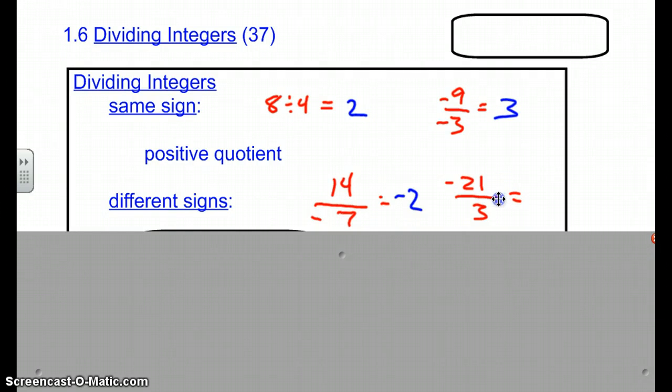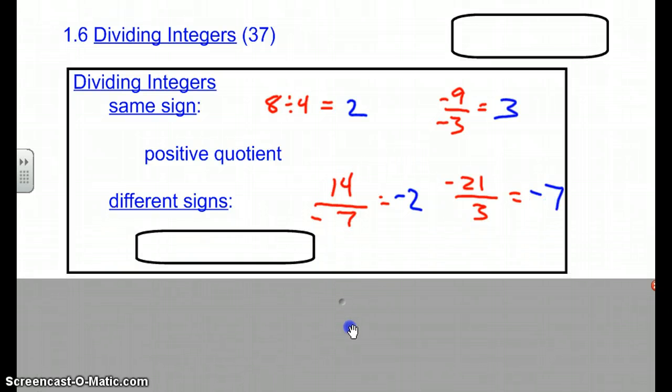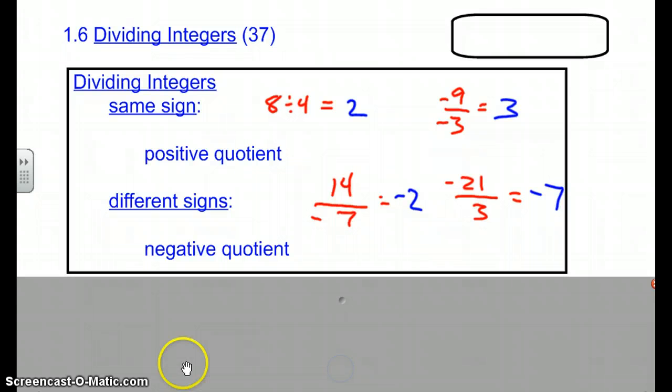How about this? Negative 21 divided by 3, Stuart? Negative 7. Good job. And when we check it, negative 7 times 3 is? Negative 21. So when we have a dividend that is positive being divided by a negative divisor, we get a negative. And we can even flip those signs and have the negative dividend divided by the positive divisor, and we still get a negative quotient, right? So when you have opposite signs like that, you end up with a negative quotient.